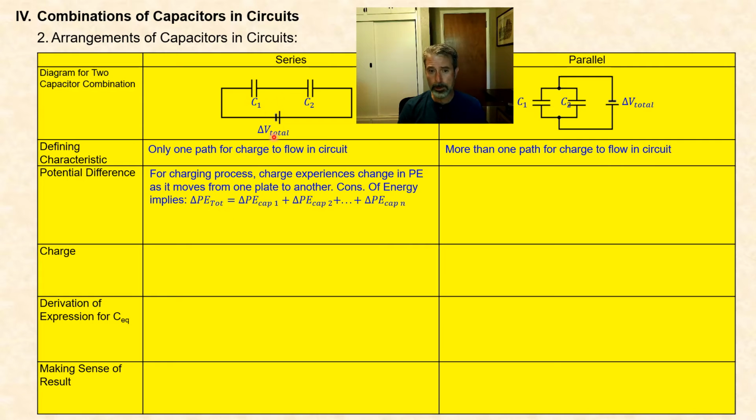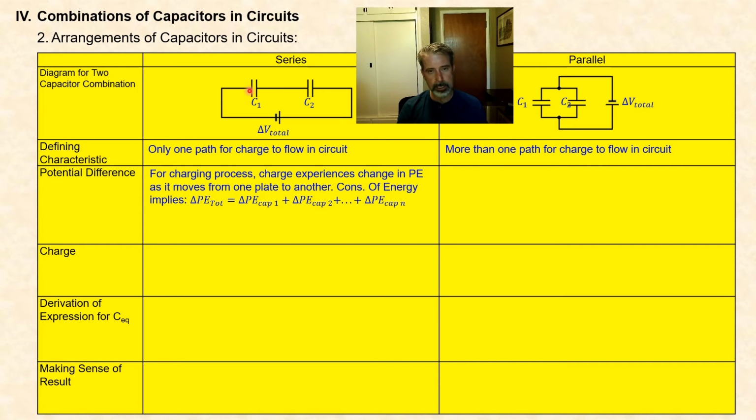We're saying the total potential energy change provided by the source, that is the difference in potential energy between the negative and positive terminal, must be equal to the sum of the changes in potential energy across each of these capacitors due to the charge separation that comes about.